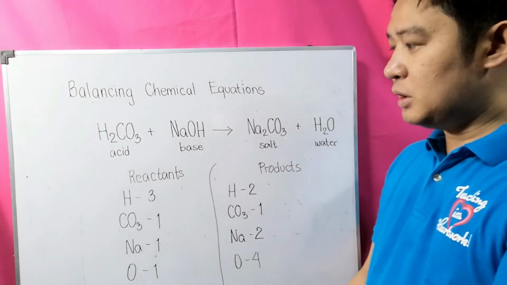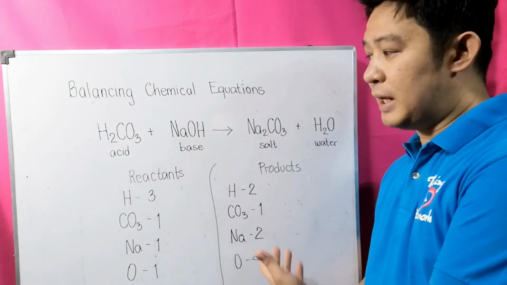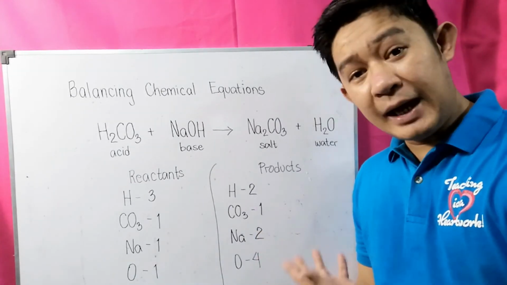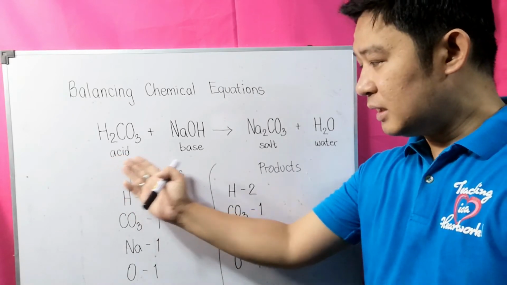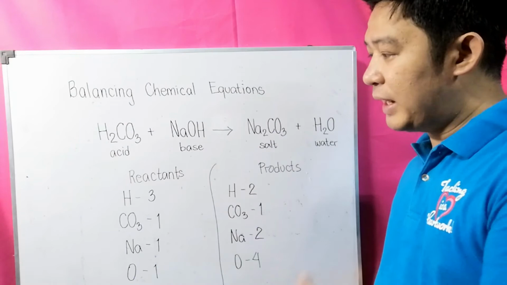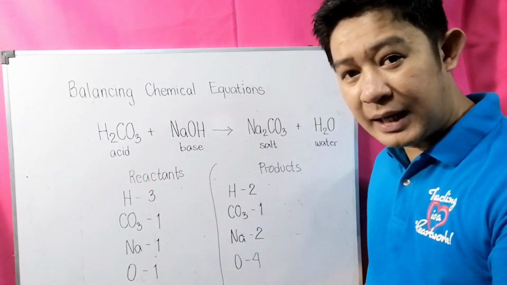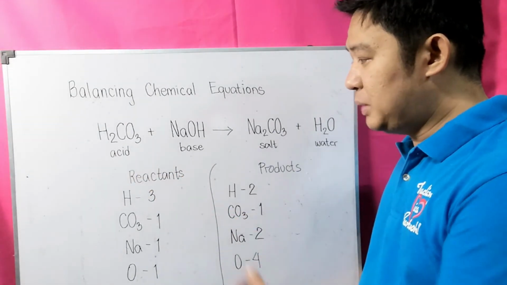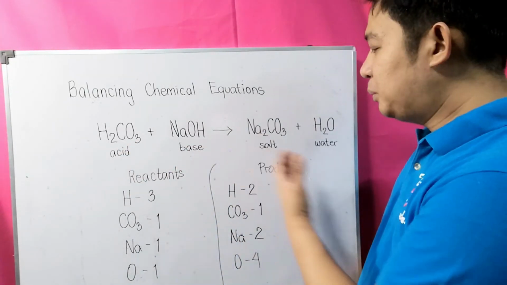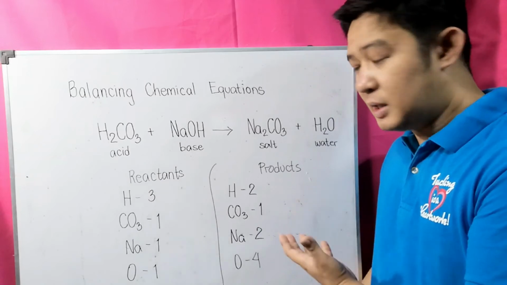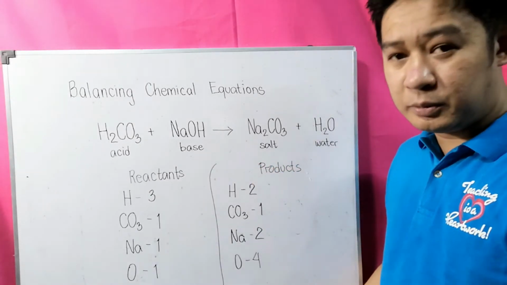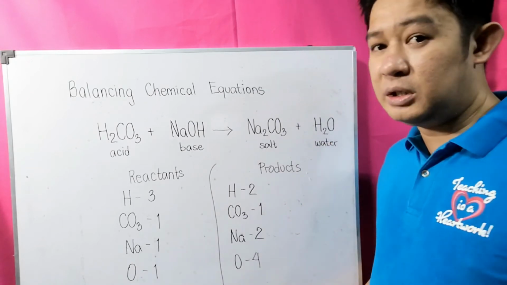So for our last example, let us now balance this chemical equation. This is actually a chemical reaction which we call neutralization. Neutralization is the reaction between an acid and a base producing salt and water. For the acid, we have here carbonic acid, and for the base, we have sodium hydroxide. When these 2 react, they produce 2 products, the salt and water. Salt in the form of sodium carbonate, and water, H2O.